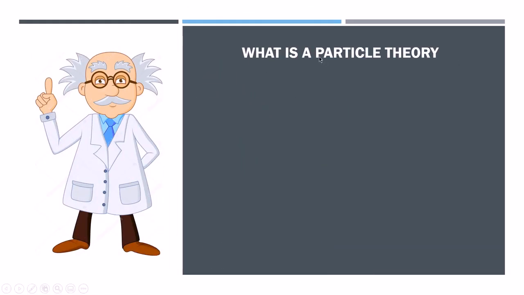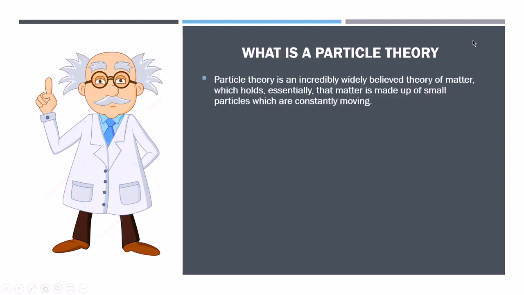Okay, so let's start with this particle theory. First we need to think, what is a theory? What is a particle theory? What are particles? And what is a theory? So particle theory is a widely believed theory of matter, which holds essentially that matter is made up of small particles which are constantly moving. If I summarize these 3 lines, it means the particles of matter are small, and matter comes in 3 different types of states.